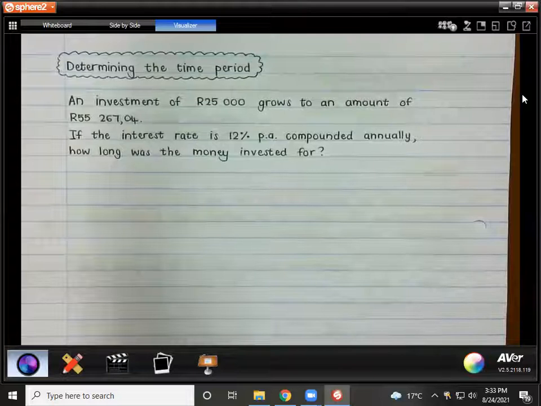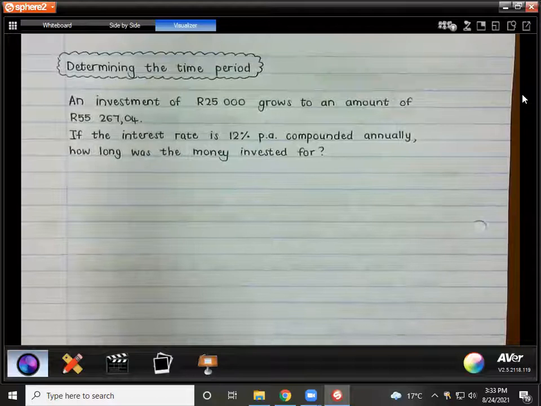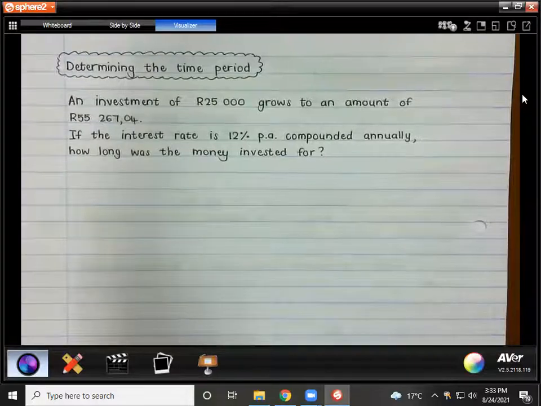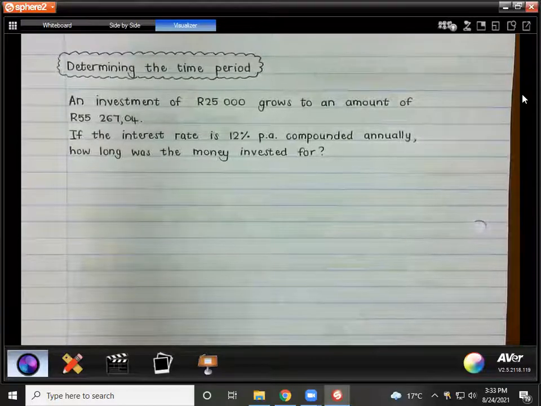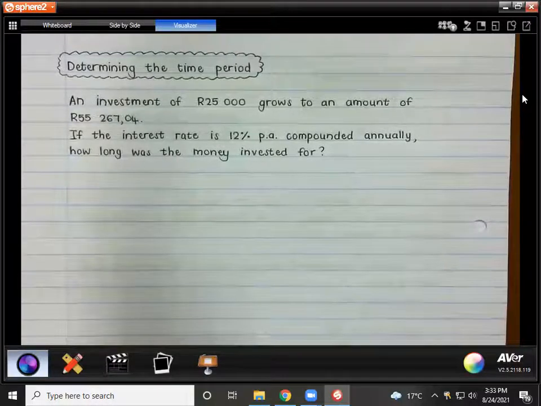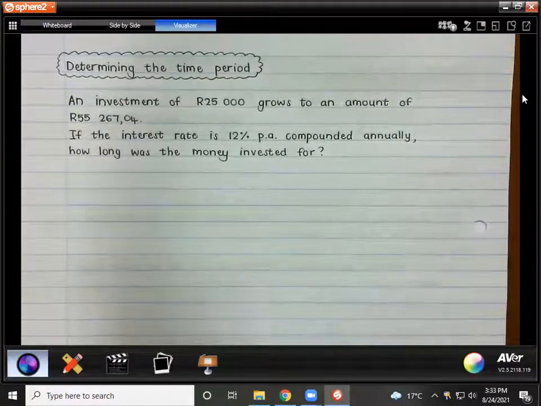Guys, in this case, it's just one investment that grew to an amount of 55,000. So are you going to use future value or present value? Is this multiple payments made at equal intervals? No, it's just one investment. So you're just going to use the compound interest formula, right? A equals P bracket 1 plus i to the power of n, and then you're going to solve for n. But now, of course, n is the exponent, so it's not as easy. Yeah, you're going to have to use log. So see if you can remember how to do that.